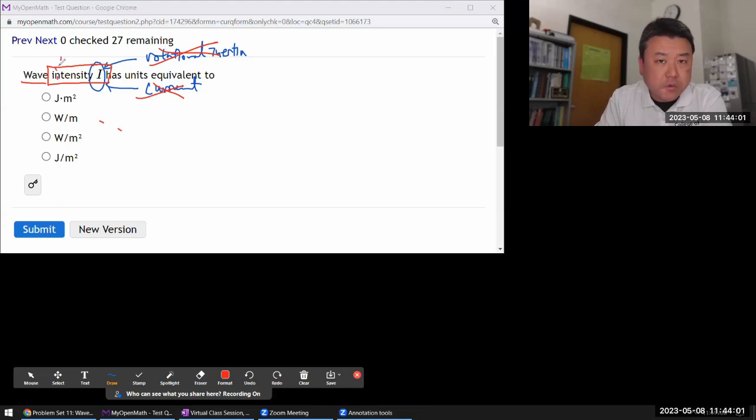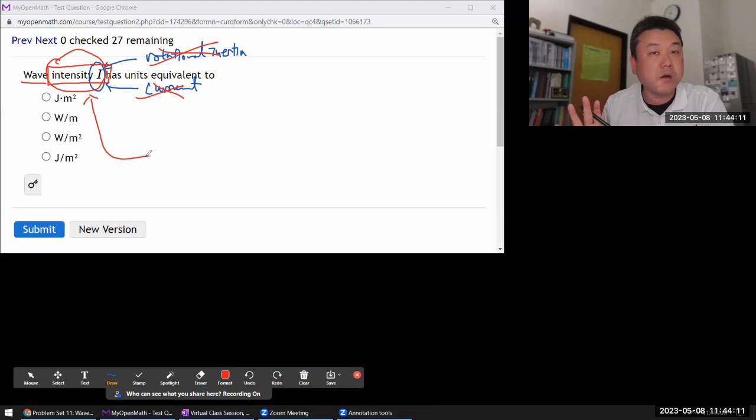And whenever they say the word intensity, intensity actually has a fairly consistent meaning. Intensity almost always, in fact, I can't think of a counterexample now, so it might be always, is a power per area. That is the case when you're dealing with light intensity, intensity of electromagnetic radiation, intensity of sound, intensity of a bunch of different things.